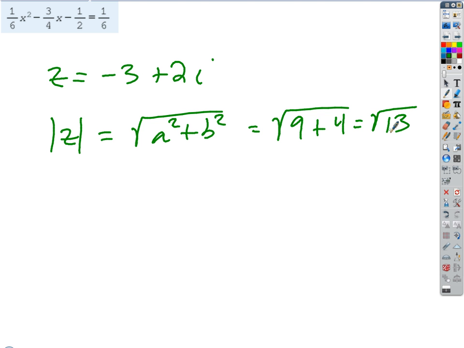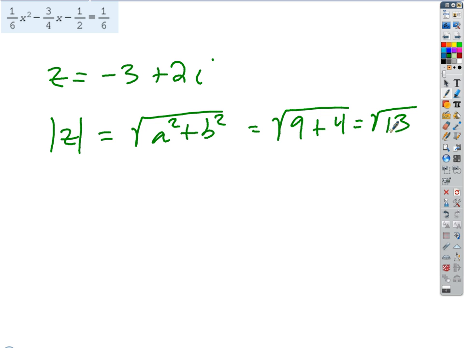When we multiply complex numbers, we FOIL like normal, but when we get an i squared, what does i squared become? i squared equals what? Negative 1, right? So we turn the i squared into a negative 1, and combine the like terms.